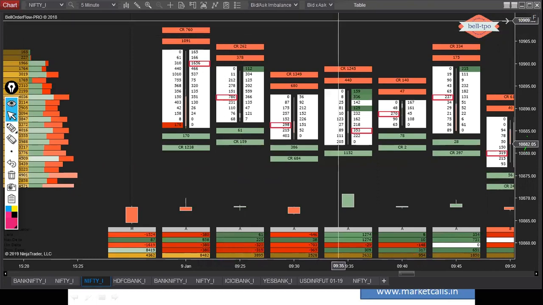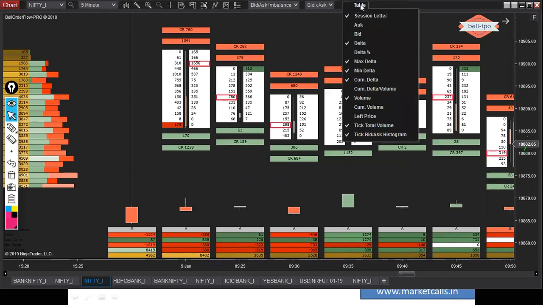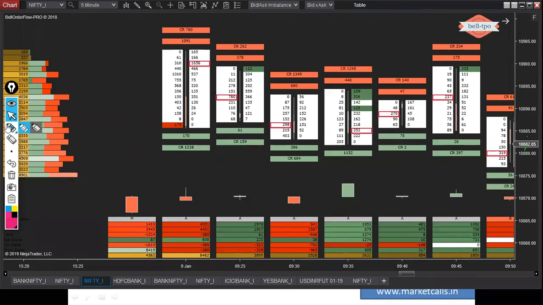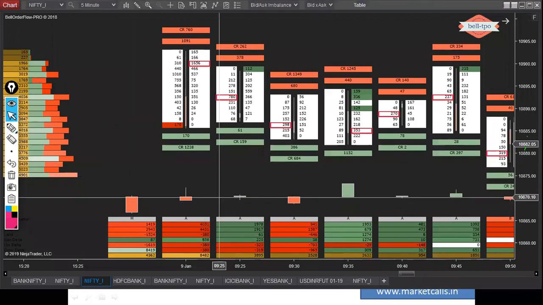So one of the controls is, if I go to the table here, you can see ask and bid. What it says is that the total volume in the first candle is 8,482 contracts. And out of that, there are 8,041 buyers in that candle, and 8,000 sellers also in the candle. So the buyers and sellers are equally present over there.